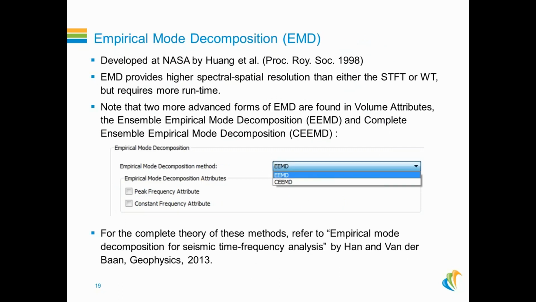Empirical mode decomposition was developed at NASA and introduced in 1998. It provides higher spectral spatial resolution than previous methods such as Fourier transform or wavelet transform, but it is very, very computationally expensive. There are two more advanced forms of empirical mode decomposition that we implemented, and these are EEMD and CEEMD. They're available here as a selection. For the complete theory, I would recommend to refer to the book on empirical mode decomposition for seismic time frequency analysis by Han and Der.